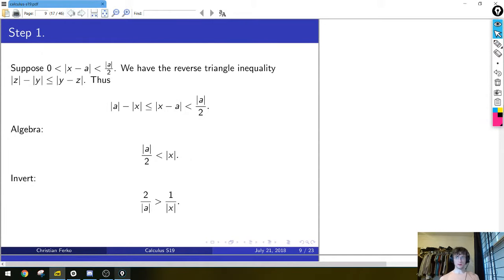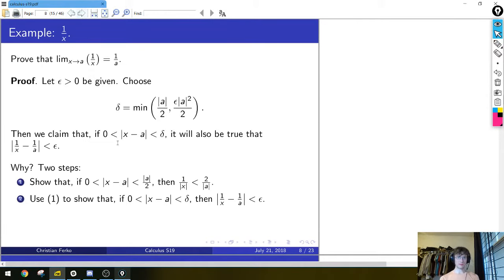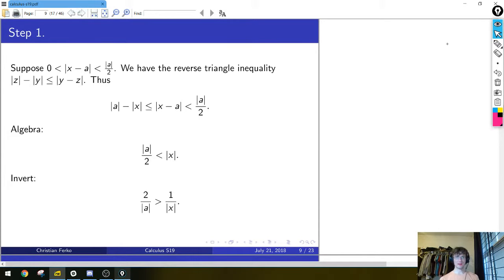Okay, so what are the steps? First step, I mean, you've seen this algebra, but this was trying to show this thing about 1 over x, that it's less than 2 over absolute value of a. So we assume this is true, which is the initial restriction. You assume that absolute value of x minus a is less than absolute value of a over 2, and you did that in your solution. What does this buy us?